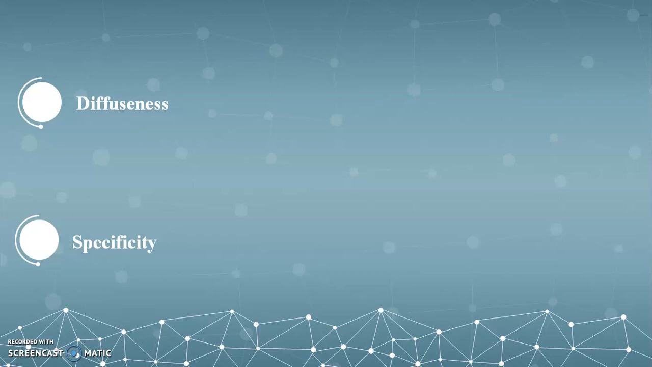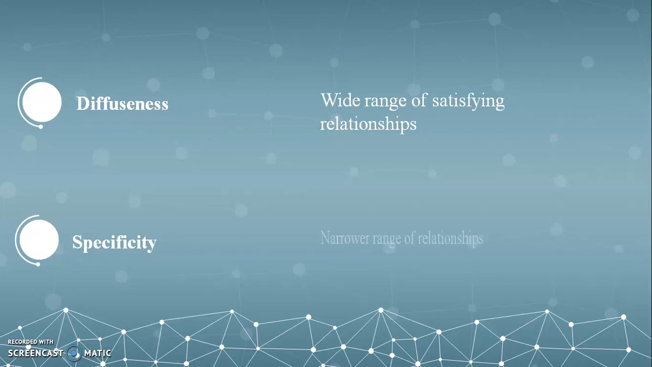Diffuseness versus specificity. It is the second pattern variable. Diffuseness means a wide range of satisfying relationship. For example, the relationship between mother and child or family relationships. Those relationships are not fixed relationships. They have a wide range. On the other hand, specificity denotes a narrower range of relationship.